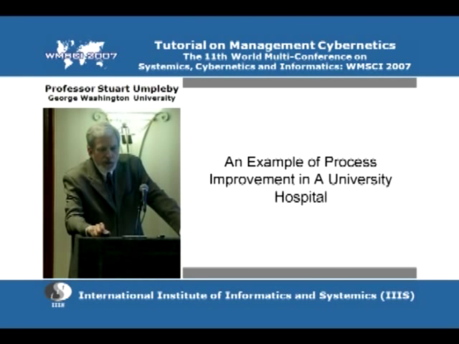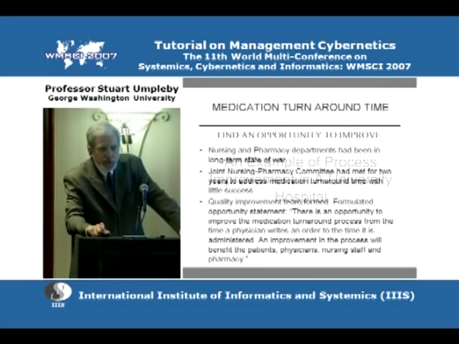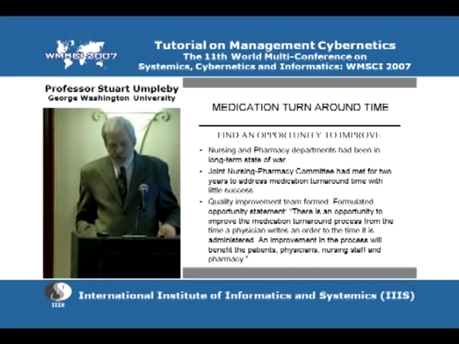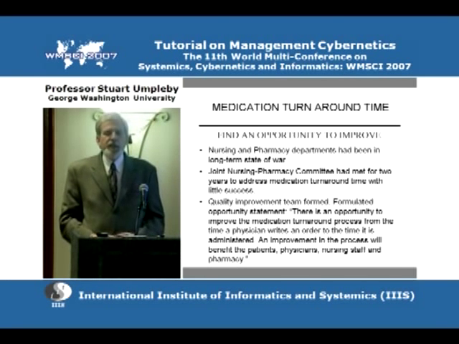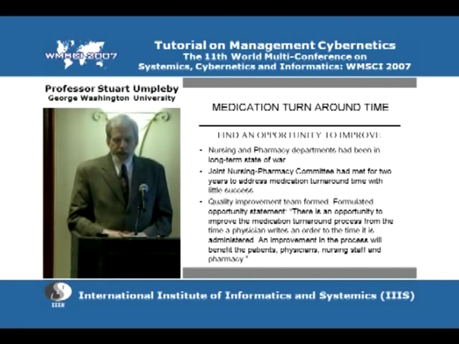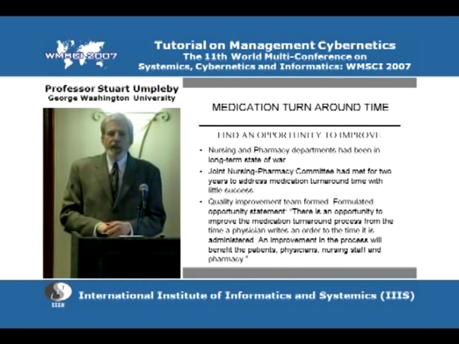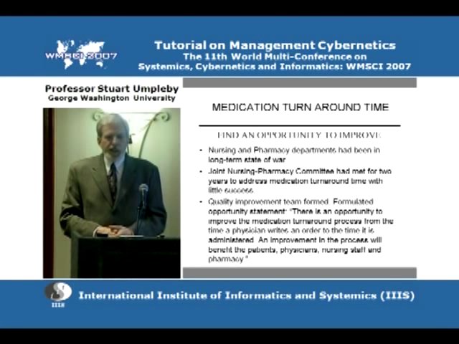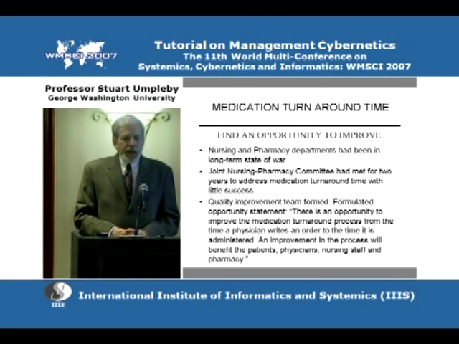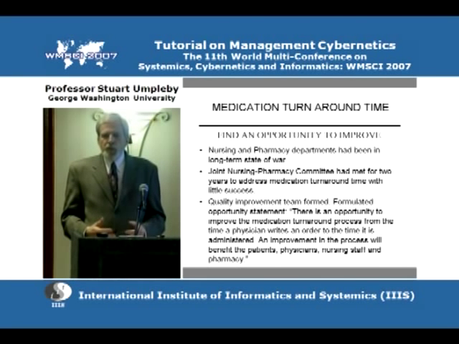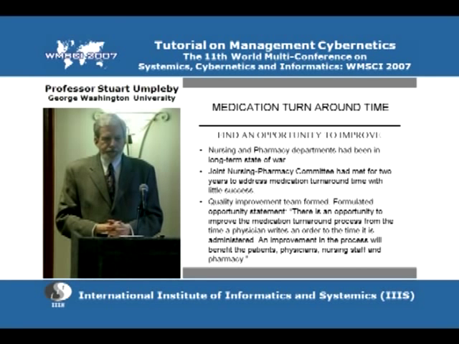So let me walk you through an example of process improvement in a university hospital to illustrate what I've been talking about. This is a true story. It comes from the George Washington University Hospital. They decided to implement a quality improvement program. It was run by a person named Roger Chalfournier, who was a doctoral student in management. And they chose as one of their early projects the medication turnaround time.